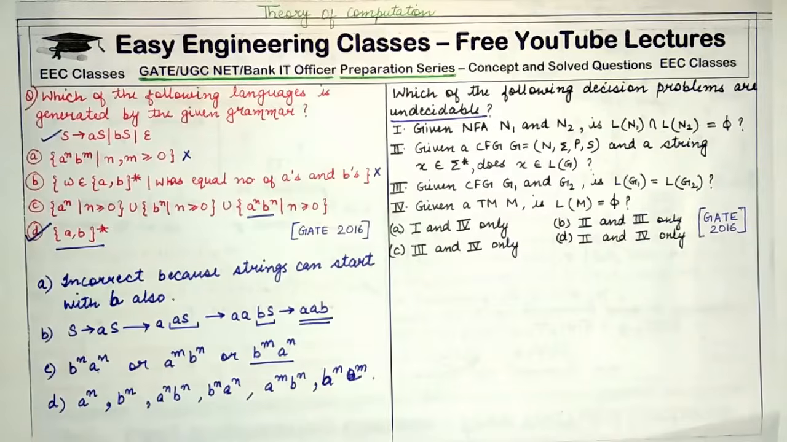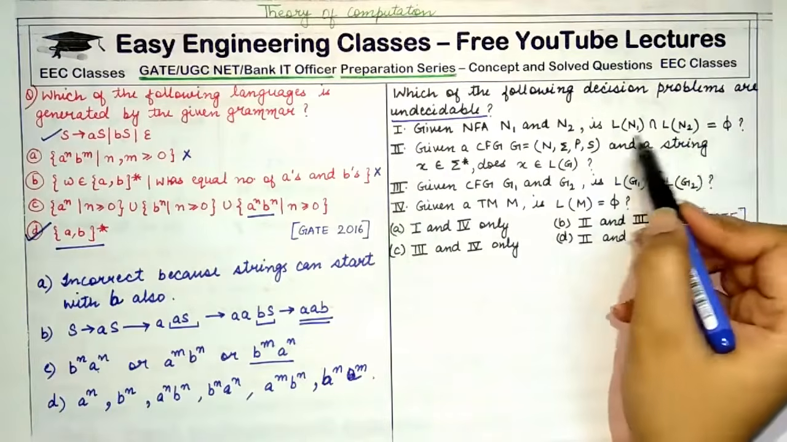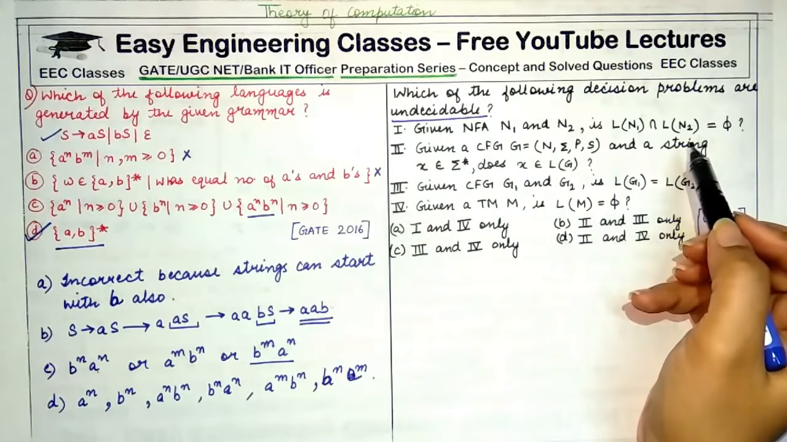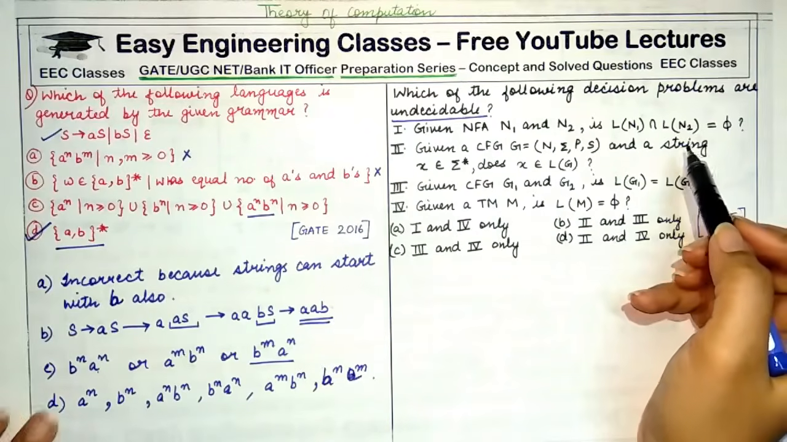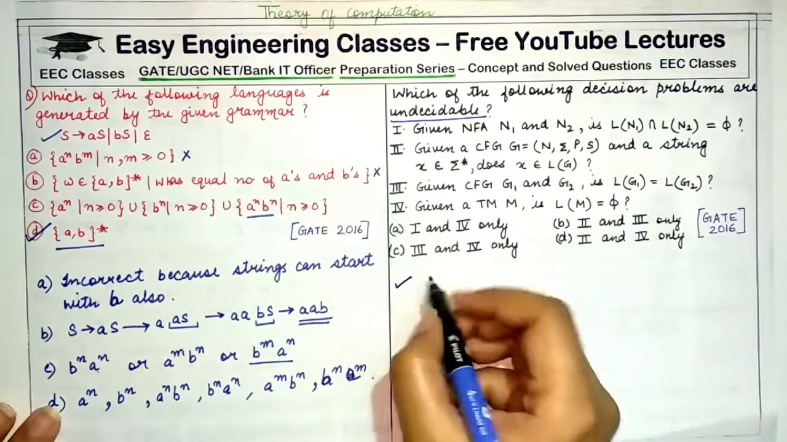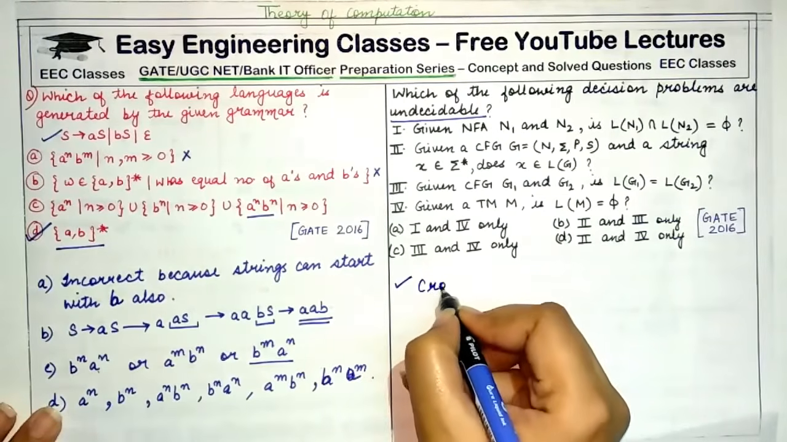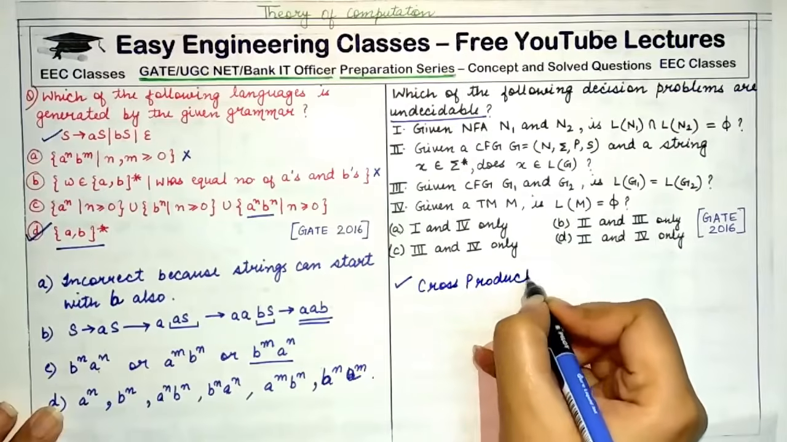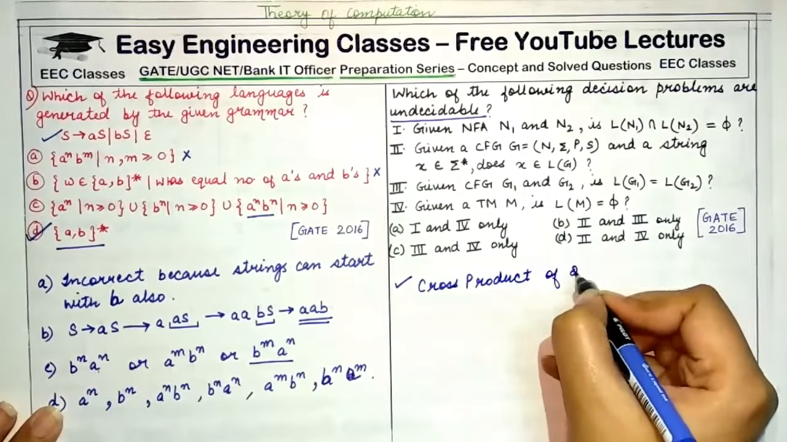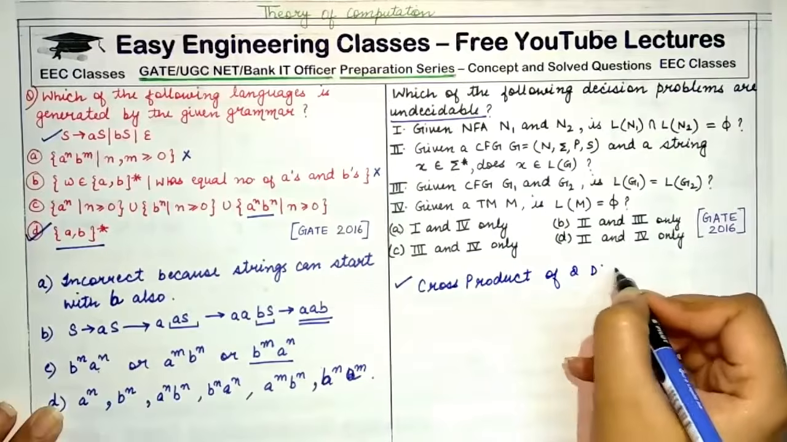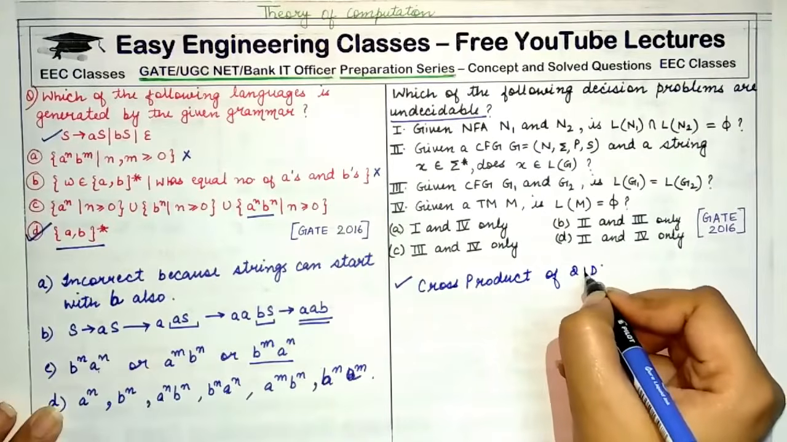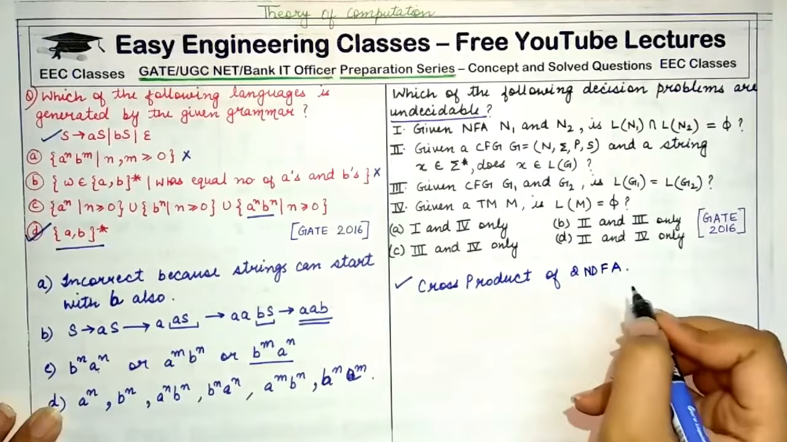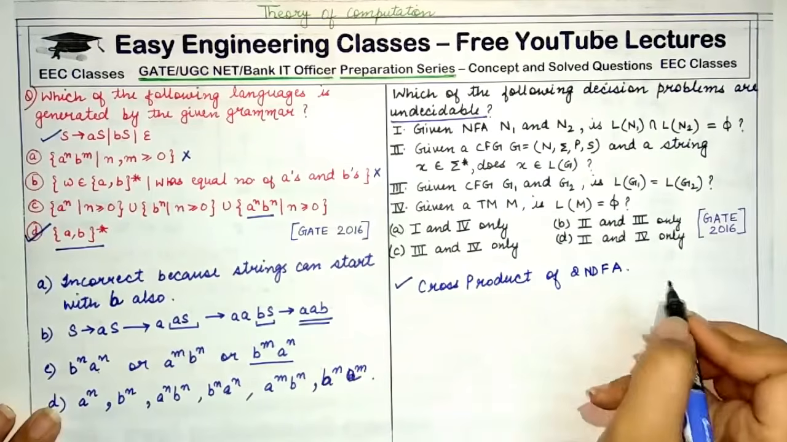Okay, so starting with the first statement, if we are provided with two NFAs, then we have to find the intersection of the languages generated by these NFAs. We can easily find that using the cross product of the two NFAs. So the important concept here that you have to remember is the cross product of two NFAs or corresponding DFAs. You can find the cross product for a DFA also and for an NFA also.